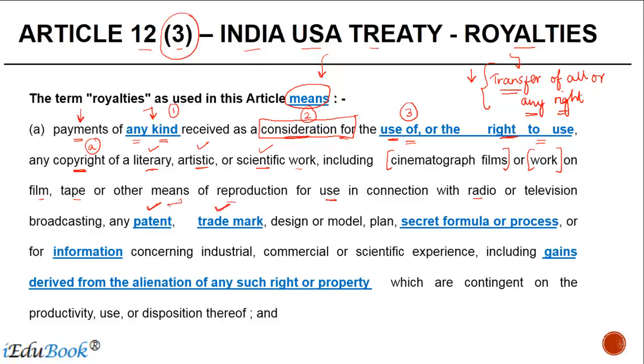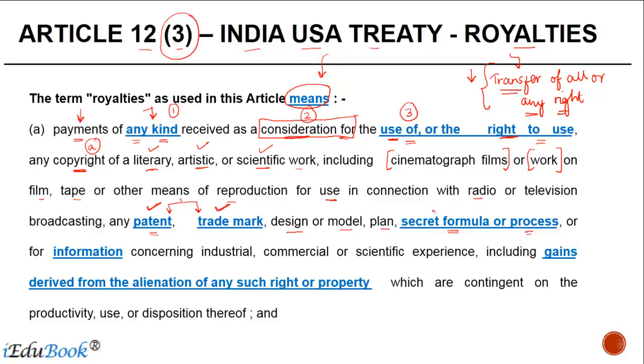Now both these patent and trademark may be registered or unregistered, that doesn't make a difference. When we talk about a patent, this has to be differentiated from a patented product, right? So if you buy a particular mobile handset, you're buying a patented product. You're not buying a patent, right? Design or model, plan, secret formula or process.